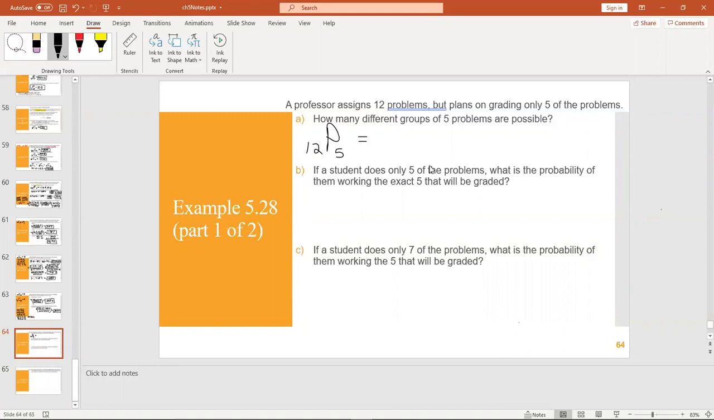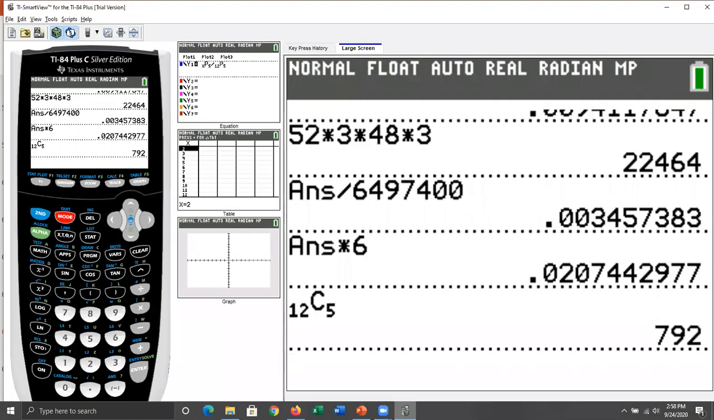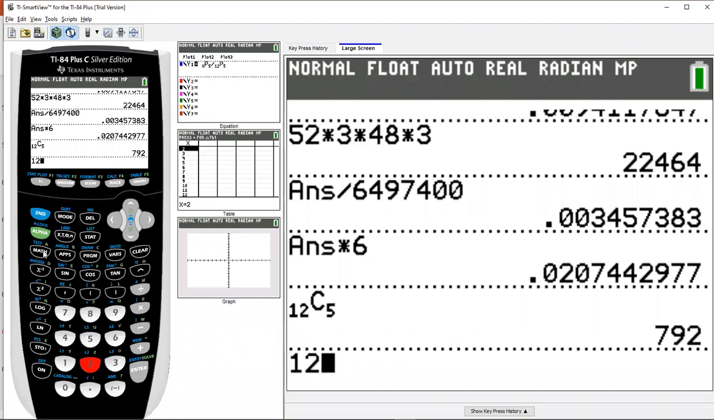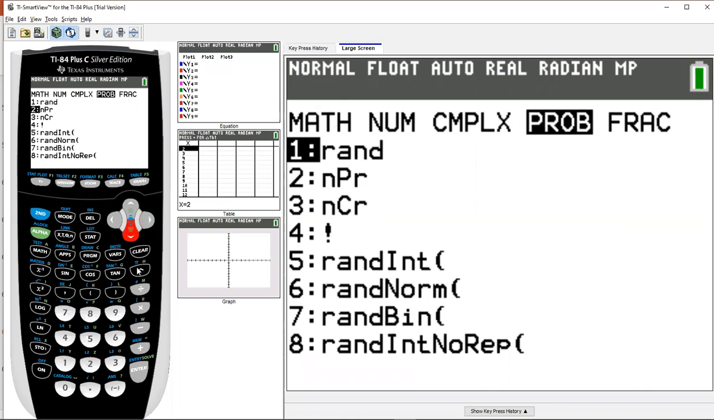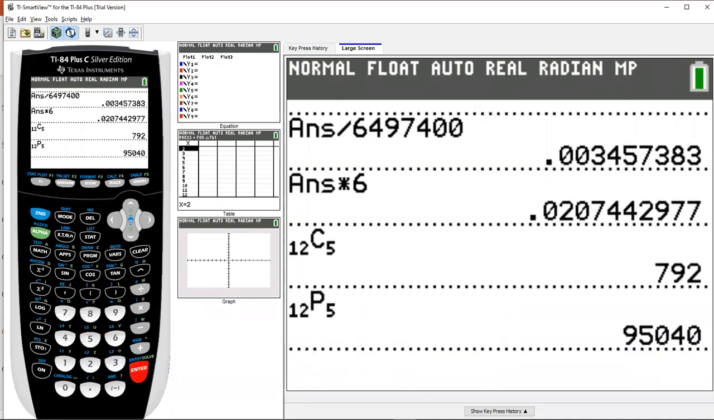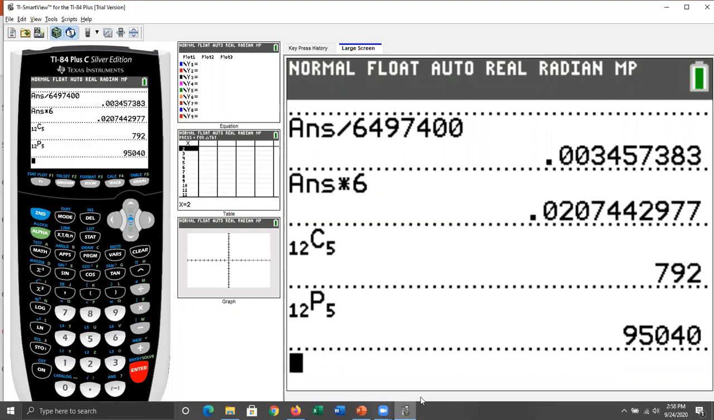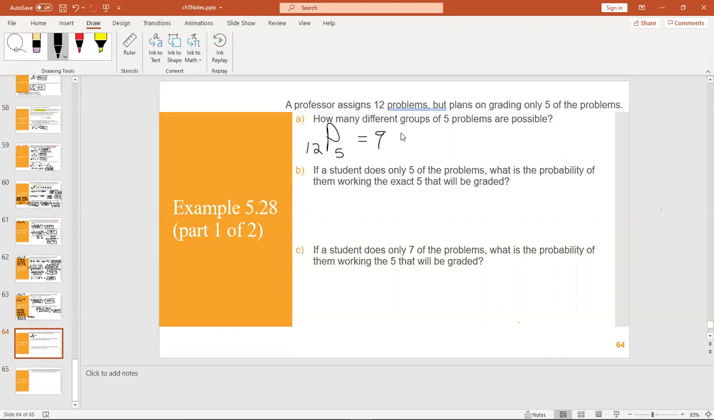So if you do 12 pick 5, let's go ahead and get our calculator up here. So we're going to do 12, math, go over here. And we're going to have 12 pick 5. That's 95,040. So that's what this is, 95,040.